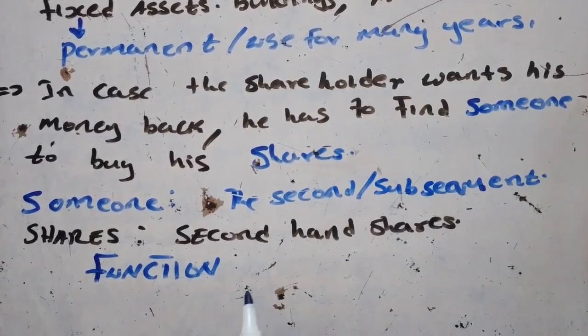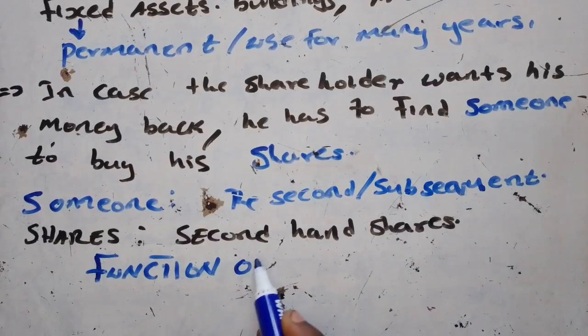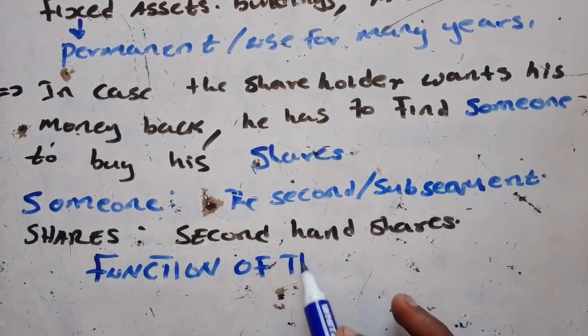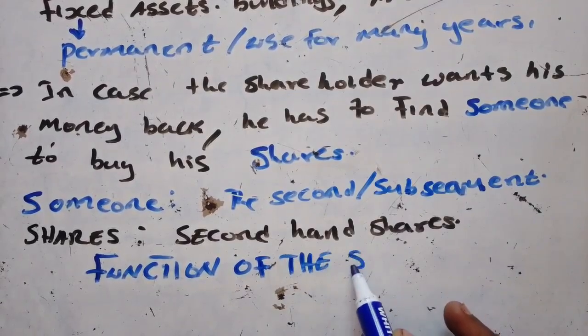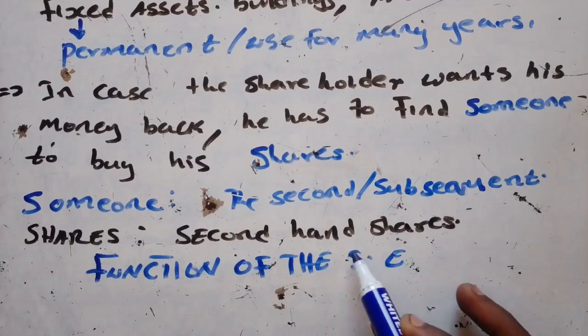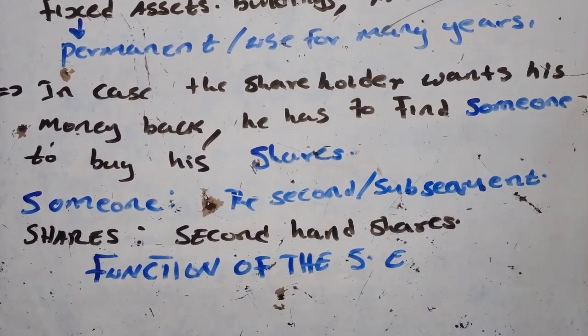So functions of the stock exchange. Don't abbreviate like this; I'm doing this to save time. So the following are the functions of the stock exchange. We said that it's a market where shares are sold and bought. So it provides a marketplace where shares can be sold and bought. That's the first function.